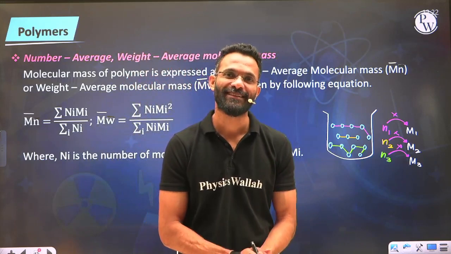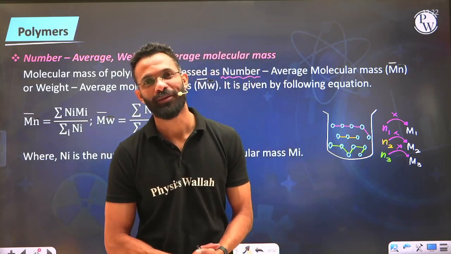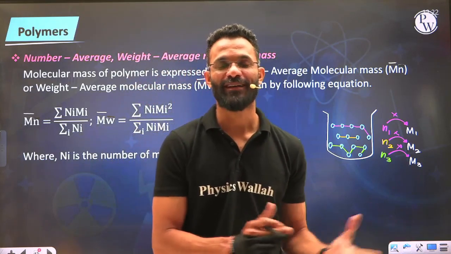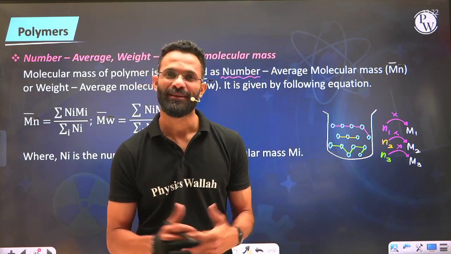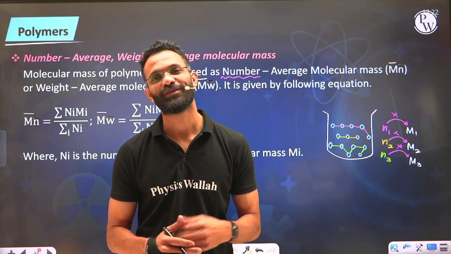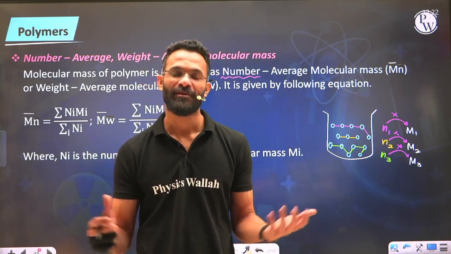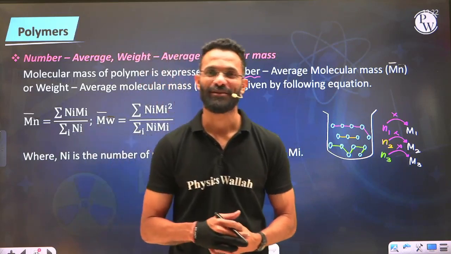All right, guys. So dear students, that is it from today's class on polymers, and with this we have finished polymers as well. In the previous class we discussed the classification of polymers and some important addition polymers. Today we took another category, the condensation polymers, which include nylon, polyester, formaldehyde-related polymers, biodegradable and non-biodegradable polymers, and we also covered molecular mass.